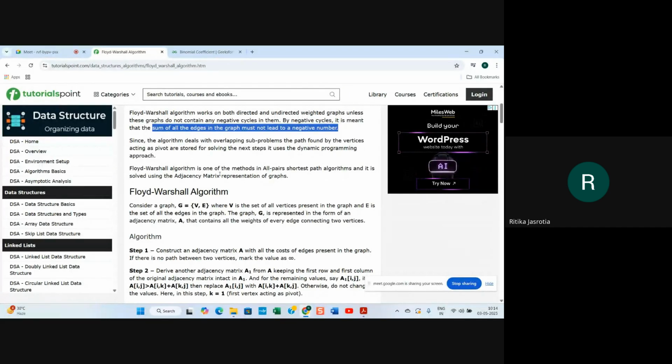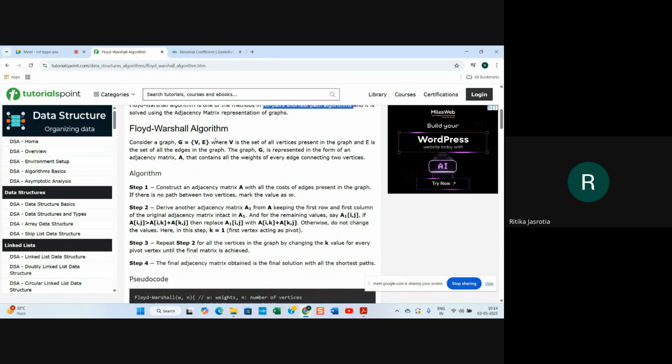So Floyd-Warshall algorithm is one of the methods of all-pair shortest path algorithm. It is also known as all-pair shortest path algorithm, and it is solved using the adjacency matrix representation of graph. So we have already seen the adjacency matrix. How do we find it out? The same method is used here.